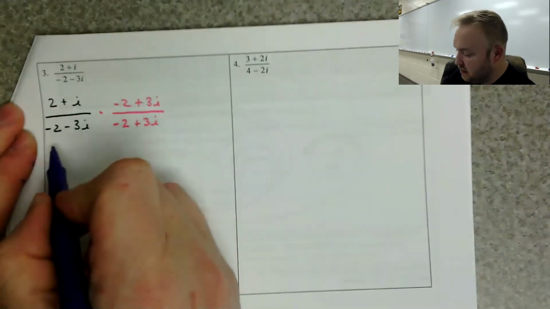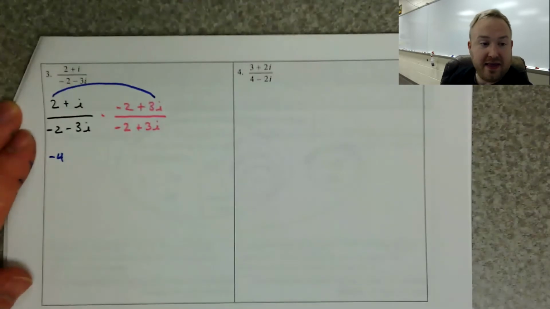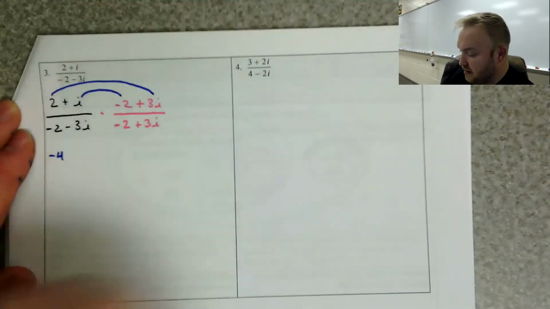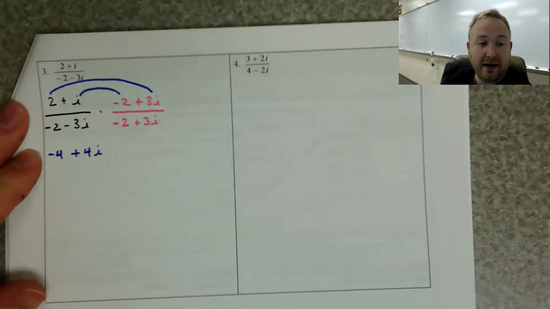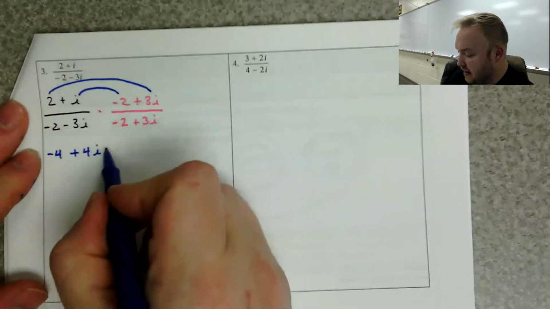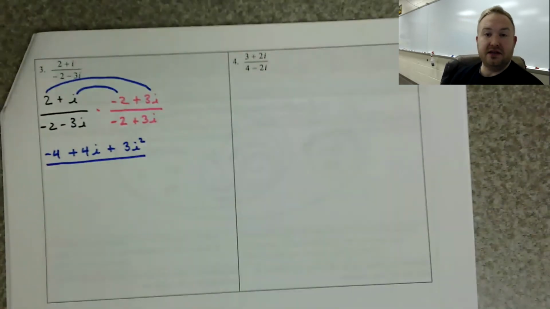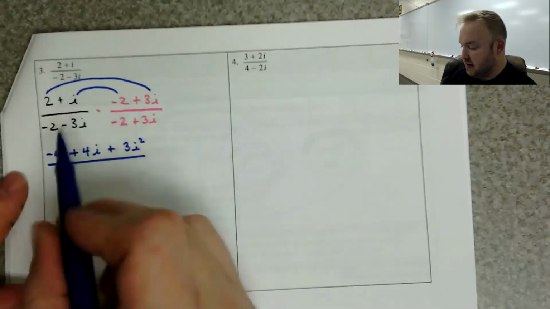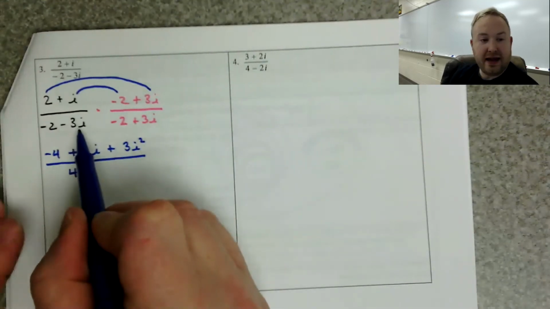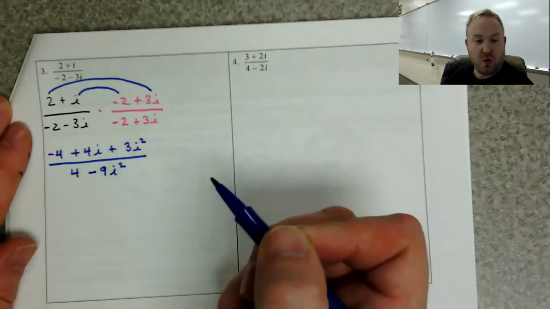So 2 times -2 is -4. My outer product is 2 times 3i, that's 6i. The inner product is -2i. Add those together, and we get 4i. Last times last is i times 3i, so that's 3i squared. My denominator, this is the easiest part, difference of squares, don't need to do the O and the I. First times first, last times last. -2 times -2 is +4. -3i times +3i is -9i squared.